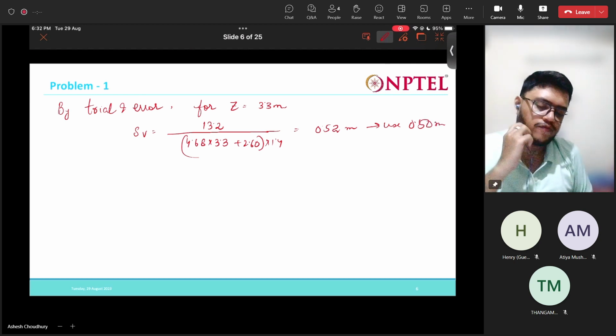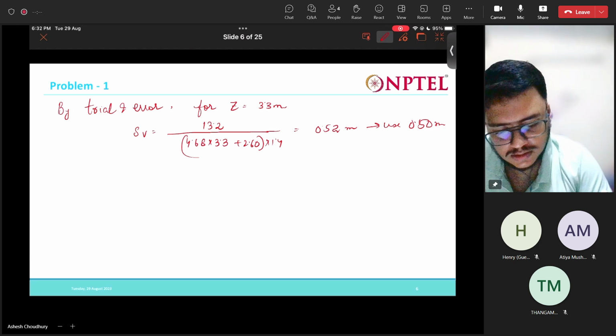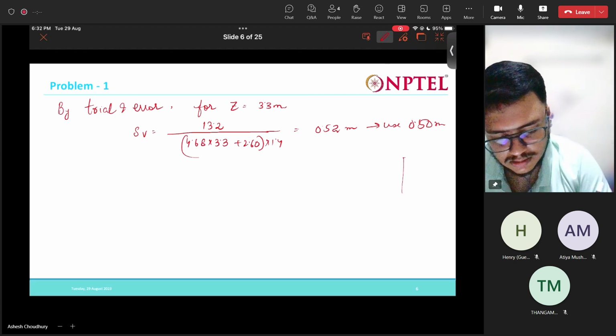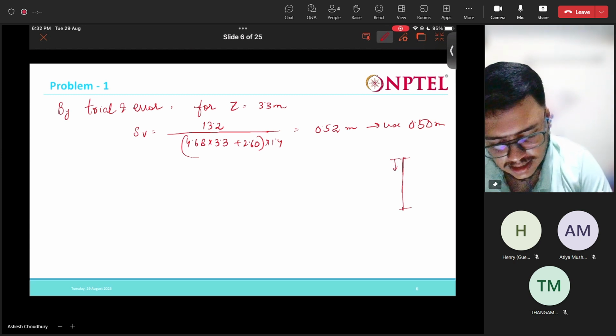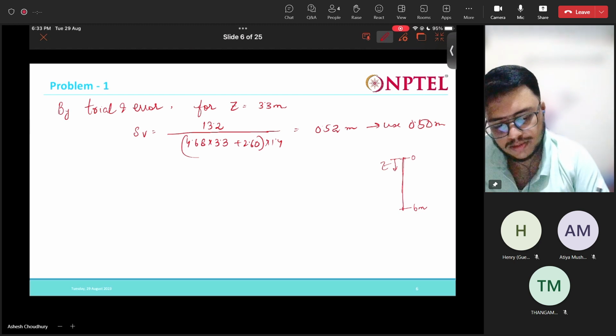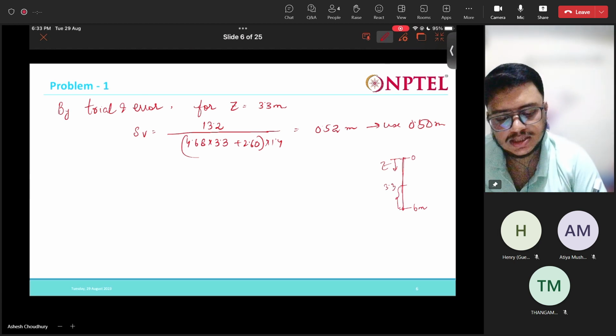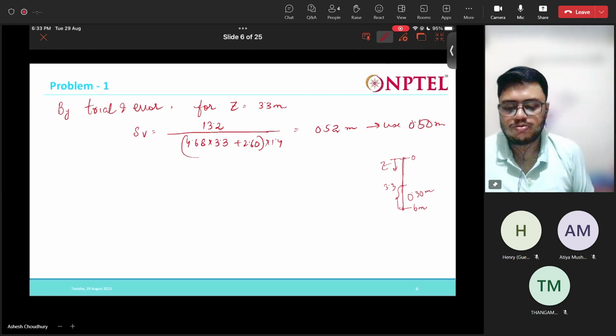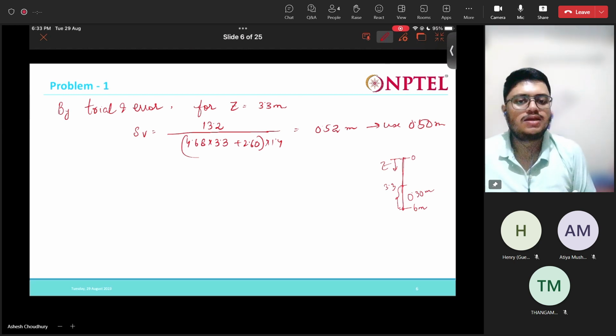So from 6 meters, if this is the wall height, you are measuring z like this, right? So this is 0, this is 6 meter. From here to here, in this region, you can take spacing as 0.30 meter. Above that, we can take 0.50 meter. So we can further increase the spacing.